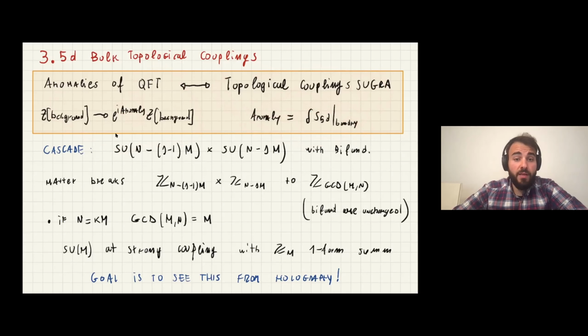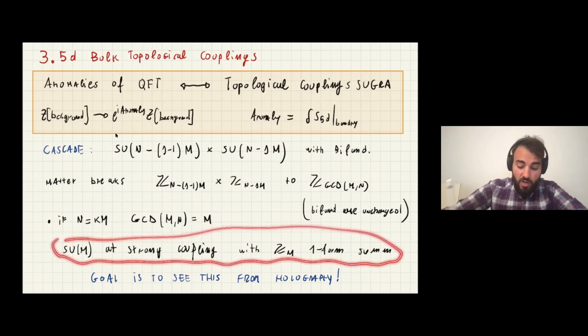So let me just tell you a couple of things about the field theory, the dual field theory of this cascade solution. So we have this quiver with bifundamental matter. So this is on a general slice, and the bifundamental matter will break this center to this group, which is the GCD of M and N. And this is because the bifundamental matter is uncharged under this subgroup of this product group. So in particular, if N is equal to kM, then the GCD of M and N will be equal to M. So this is consistent with the fact that SU(M) has strong coupling.